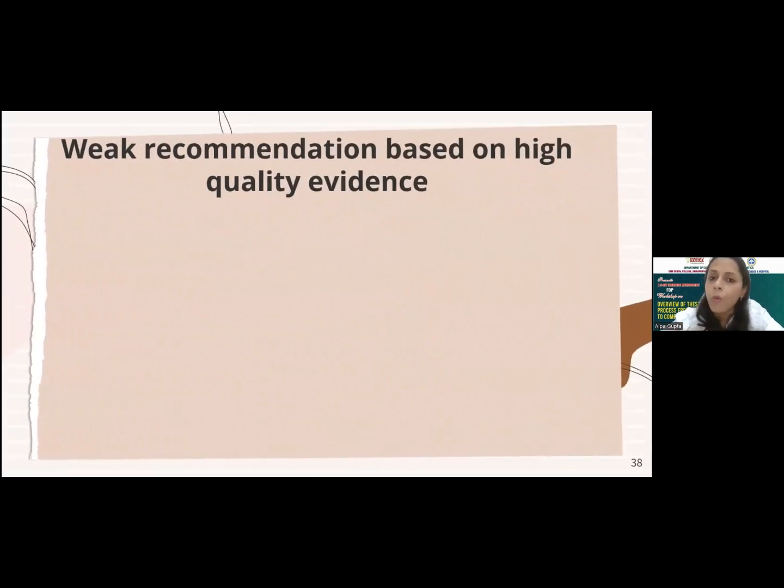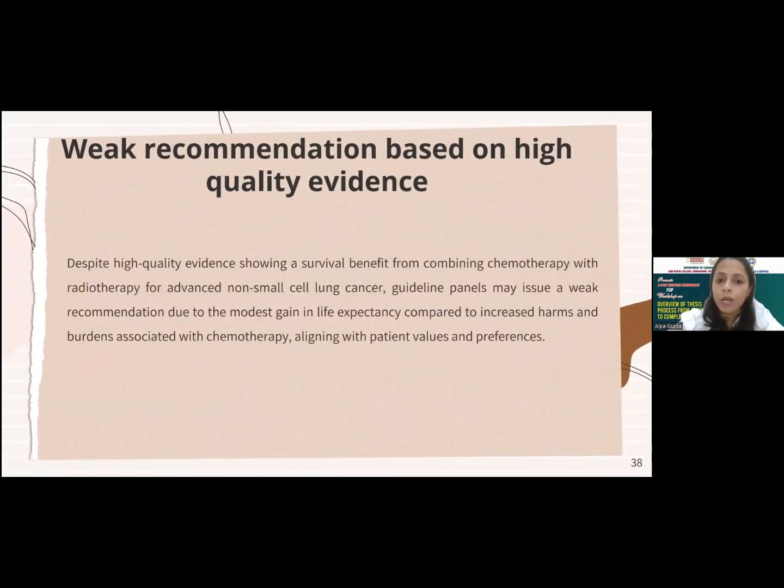Here, one important point is that it is not at all necessary that if a systematic review has a high quality of evidence, it must possess a strong recommendation. It is not like that. That is why the authors always go for quality of evidence. They never make the recommendation. This is explained by an example.